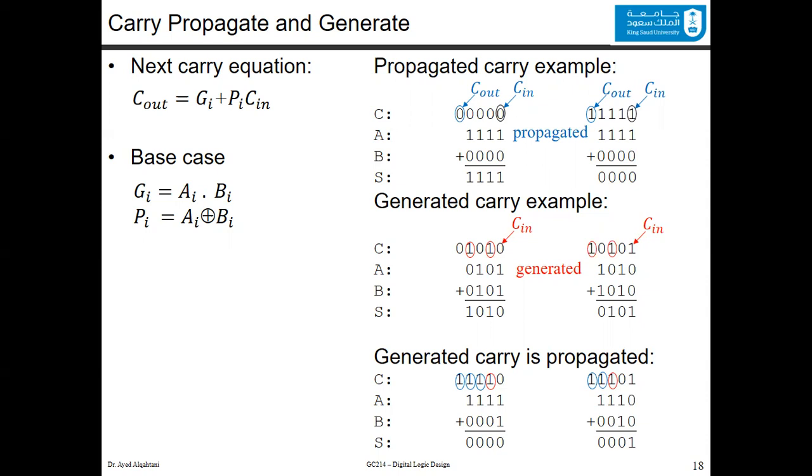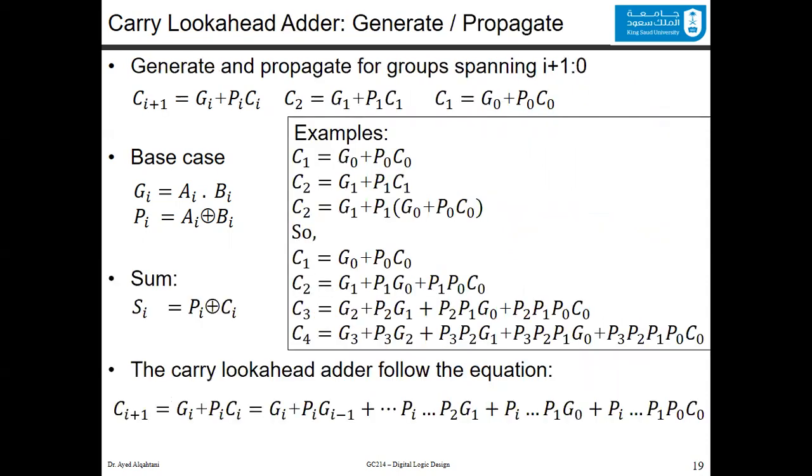To generalize the idea and discuss the design of the carry look ahead addition, here it comes in this slide. The carry look ahead adder generates and propagates for a group of carries spanning from 0 to I plus 1 this way. The carry of the next stage, which is I plus 1, is either generated in the same stage or it was generated in a previous stage and then propagated to this stage. And we have the same base cases for the generation and propagation.